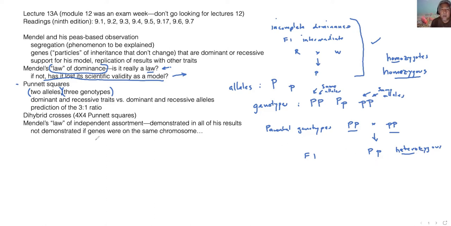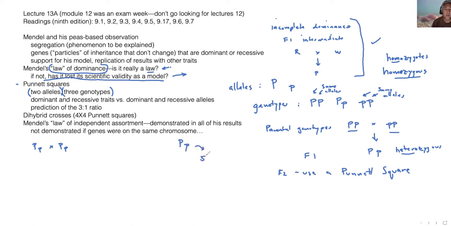Now, when you set up the expectations for the F2, we get those from a Punnett square. Your book tells you how to set this up. For a Punnett square of big P, little p crossed with big P, little p, you use this concept that I call a virtual meiosis. You undergo this virtual meiosis and say, if big P, little p is my genotype, what are the gametes going to look like?